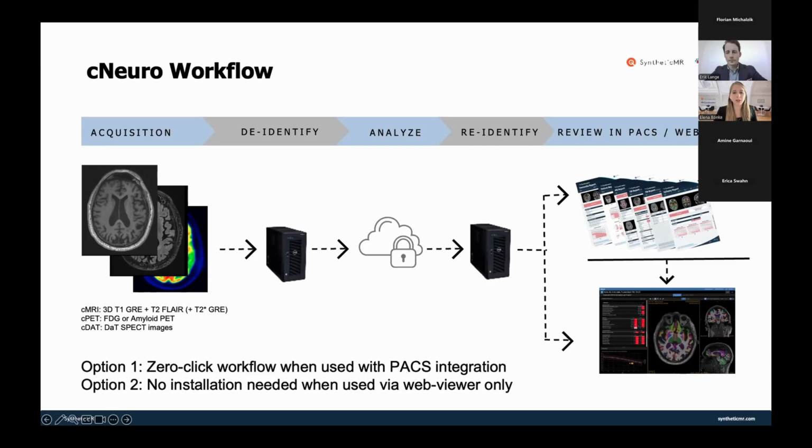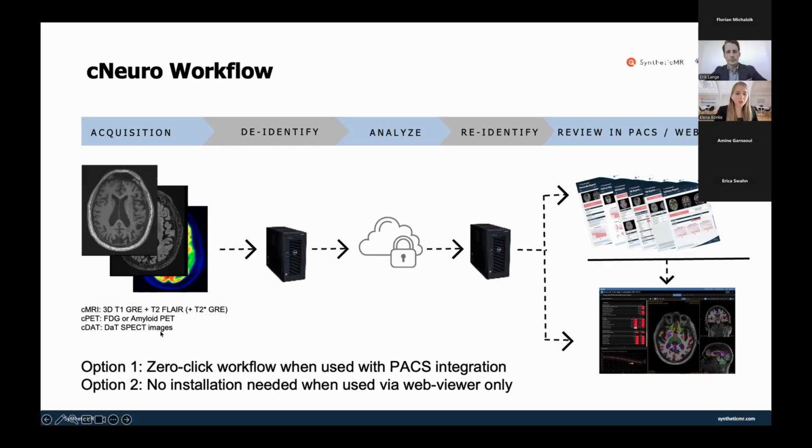So you can get these PDF reports as well as the segmented images sent back to your PACS so that you don't have to leave your clinical workflow. And the second option is that you don't need to have any installation at all. You can process your images via our web viewer. So we can just create you an account there, and especially for a trial, this is very easy to use and test some first cases.